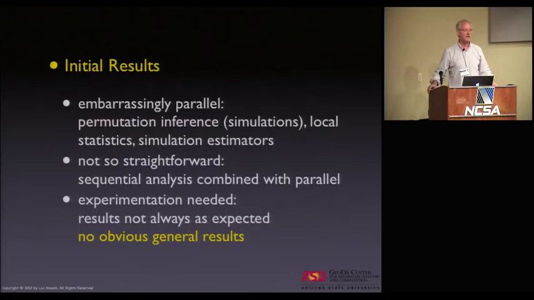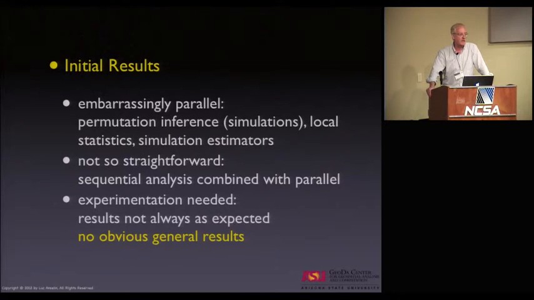And so some of the initial results that Rob reported on yesterday are that there are some things you can do very, very well, and they scale very, very well. Anything having to do with permutation inference scales very well. Anything having to do with local analysis, so local indicators of spatial autocorrelation, scales very well. Anything having to do with simulation estimators, where essentially you run the same thing many, many times, scales very well. But what doesn't scale so well are many of the other problems where you have a mix of parts in the processing that are sequential and simply cannot be parallelized, and then other parts that can be parallelized.